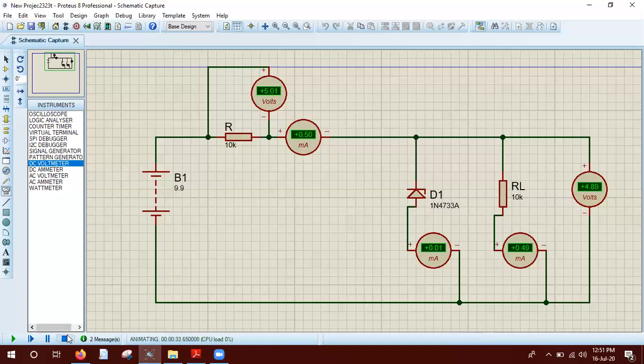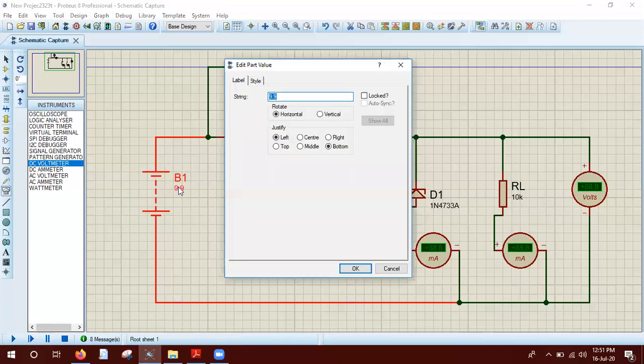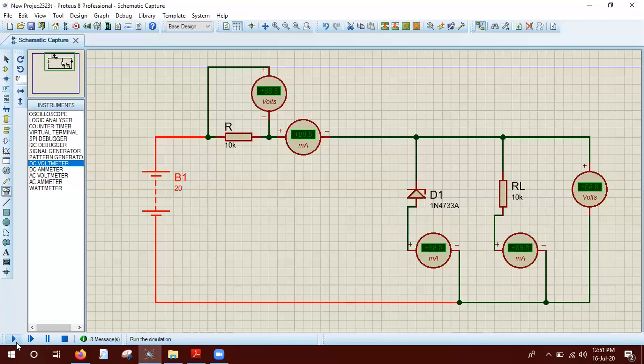Okay, let me raise the voltage level. Let me make it 20. The lower range is 9.9, my students. Remember, I make it 20. Oh my God, a huge amount of current.